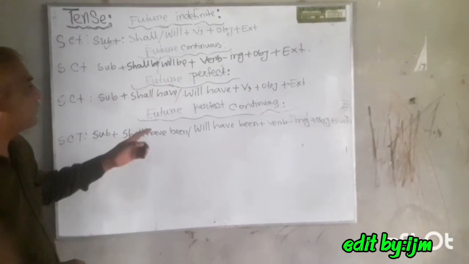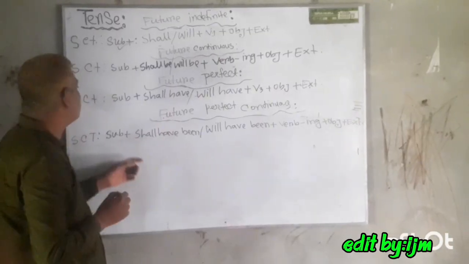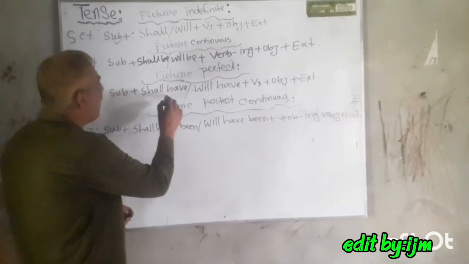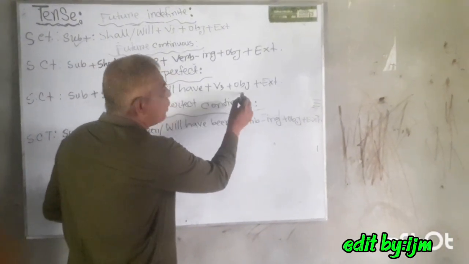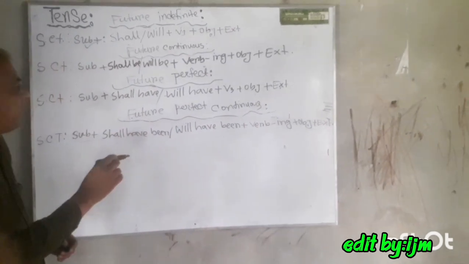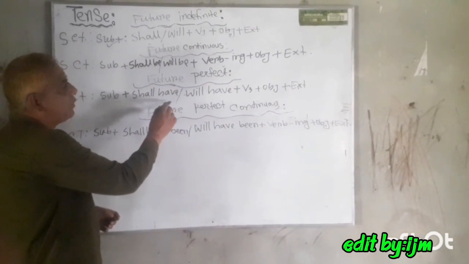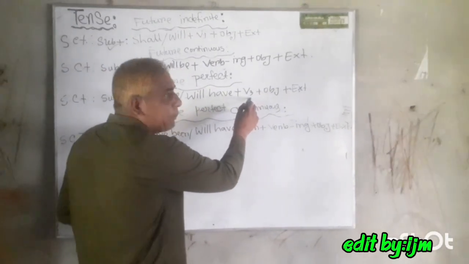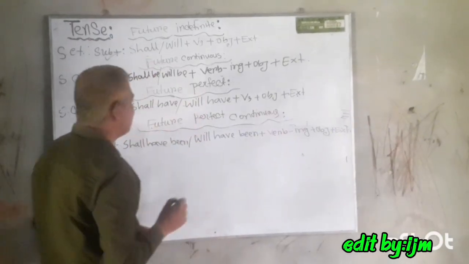So we are going to the next tense, future perfect. This is very important. The structure is: subject plus shall have or will have plus verb 3, that means verb past participle form, plus object plus extension.